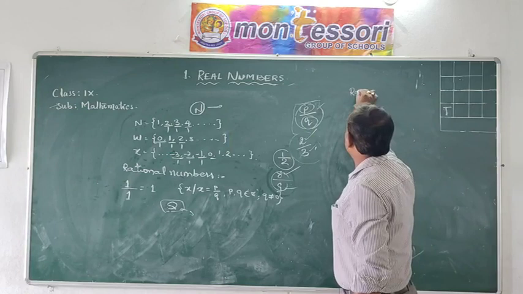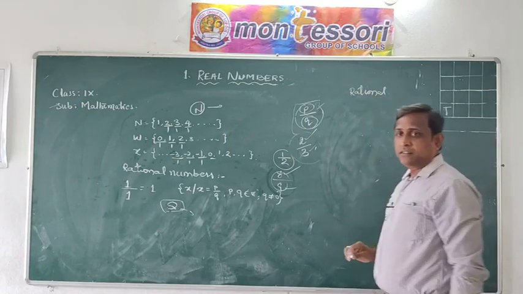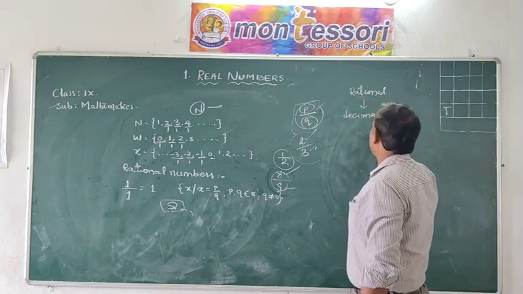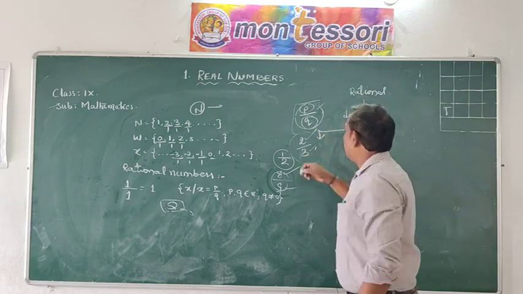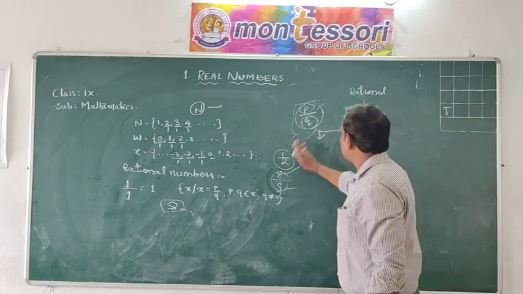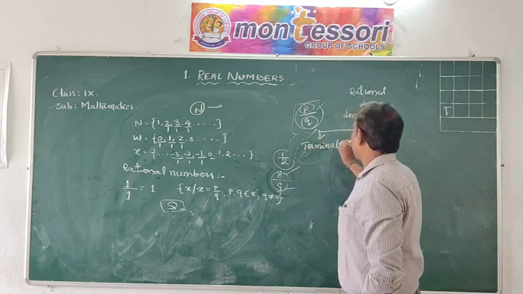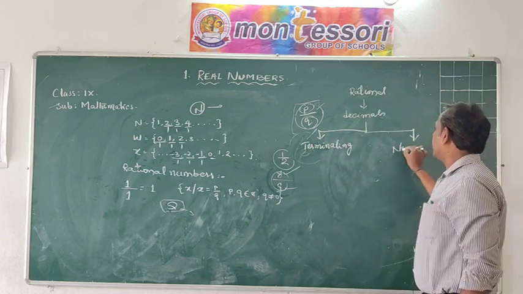Rational numbers, it is the fraction. This fraction can be expressed in the decimals also. These decimals again, how many types can we see? One is terminating decimal, the another one is non-terminating decimal.